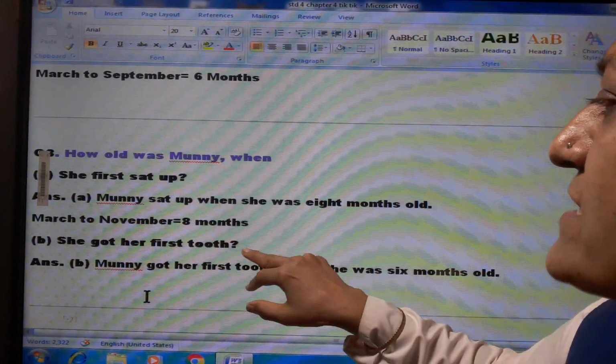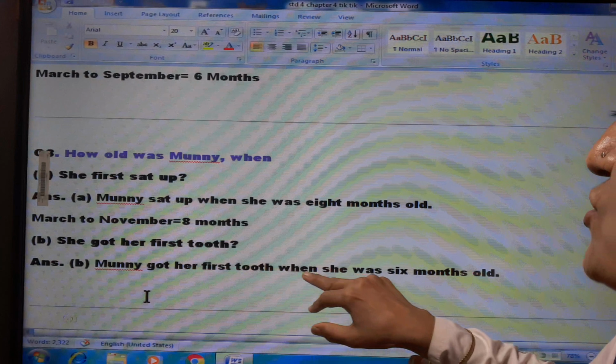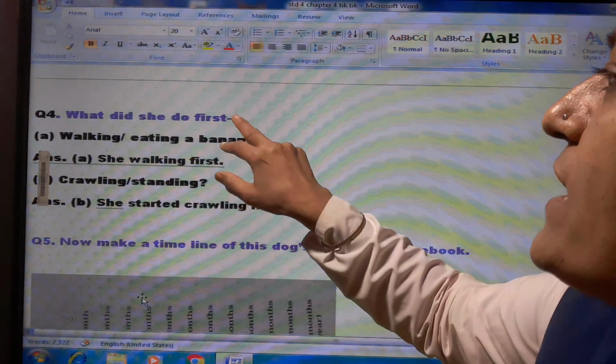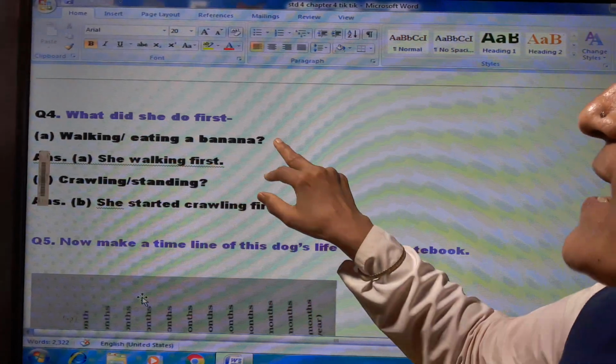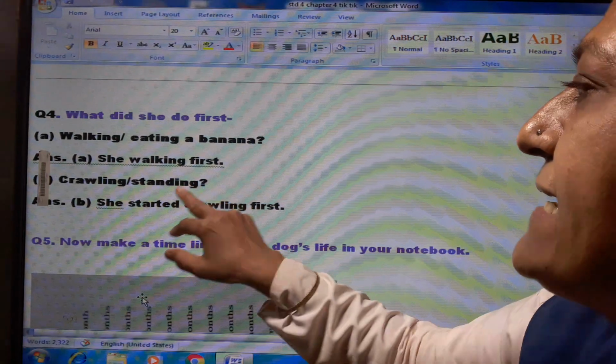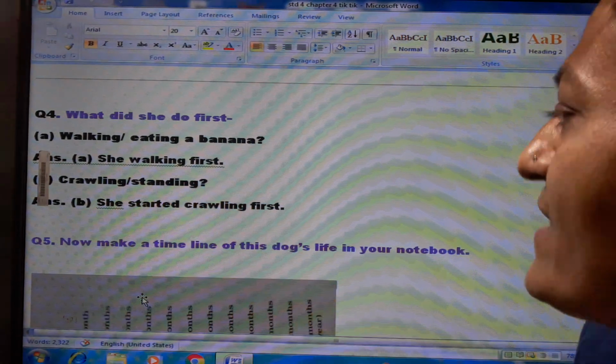She got her first tooth. Munni got her first tooth when she was 6 months old. What did she do first? Walking or eating a banana? She walked first. Crawling or standing? She started crawling first.